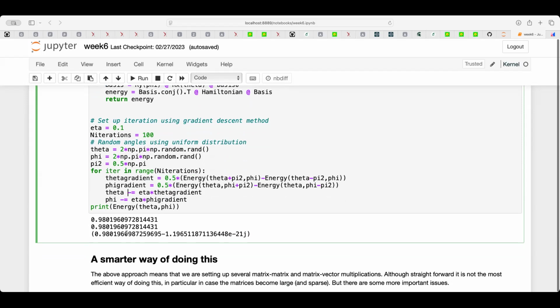And by this recipe now, when I print the energy as a function of theta and phi here, I'm actually getting an imaginary contribution, which is essentially 0, 10 to the minus 21, and a real part, which is almost equal to the exact value, to the 8th digit after the decimal point. Because of the imaginary part. Exactly.